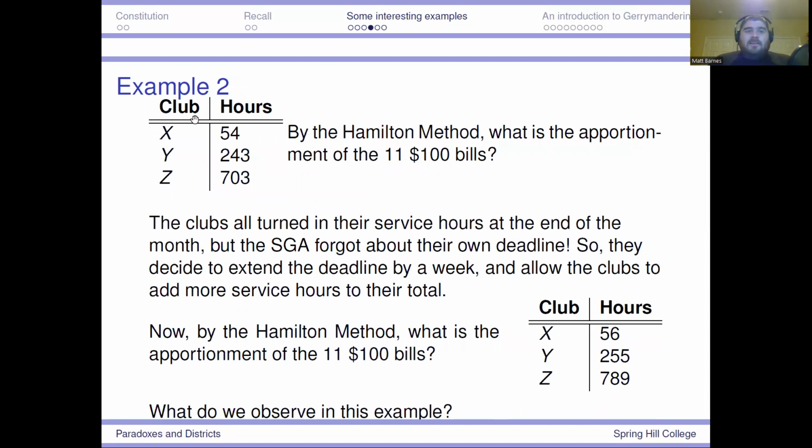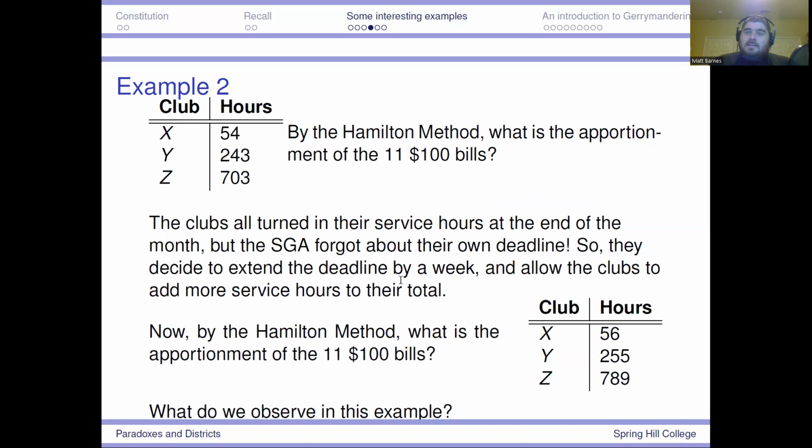So if we break it down like this, Club X did 54 hours of community service, Club Y did 243, Club Z did 703. And so if we use a Hamilton method similar to what we did before, how would we break up these 11 $100 bills? Now, I'm going to let you figure this out on your own. Again, you can check online for the entire worked out solution, but I want you to practice this on your own and see if you can come up with it, because it's just the same method we used previously.